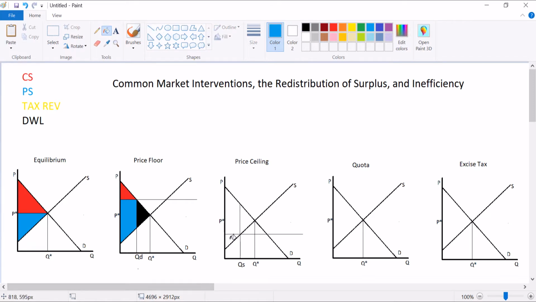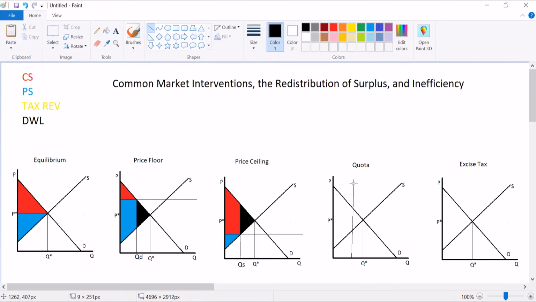When you hold the price down, sellers will sell less at a lower price, and their producer surplus will decrease. When you hold the price down, the ones who buy the good will benefit because the price is lower. Everything below this point in here would have been producer surplus in equilibrium, but now is not. But again, the fact that there is a lower QS than Q star means that we're going to miss some mutually beneficial transactions, which is our deadweight loss.